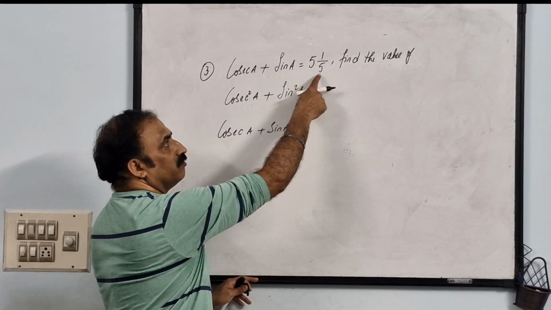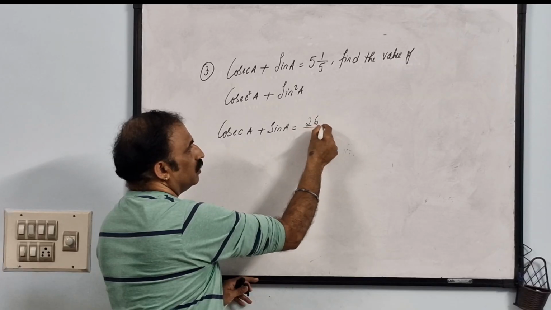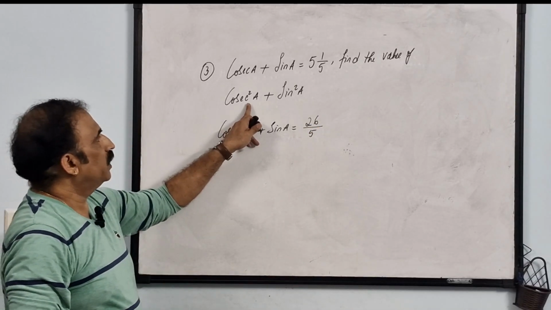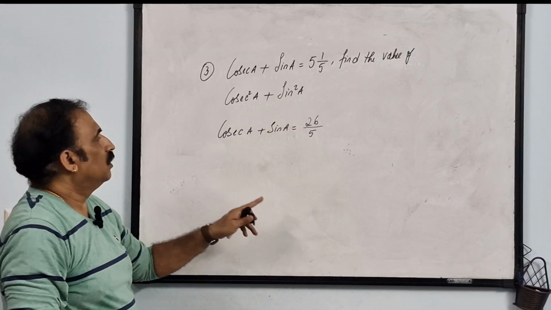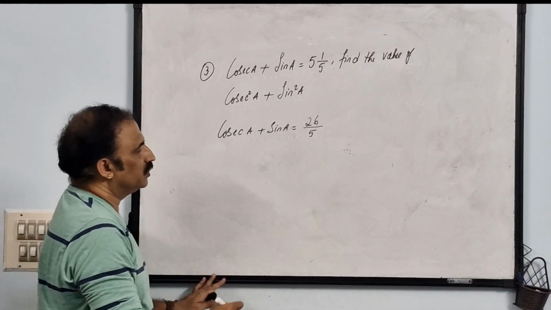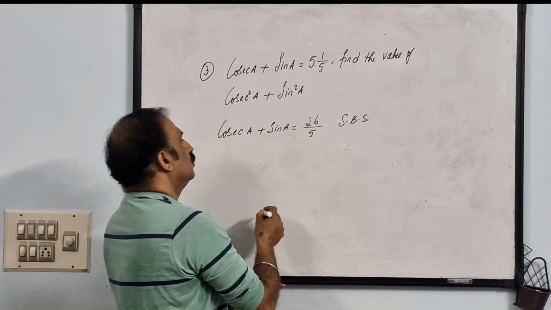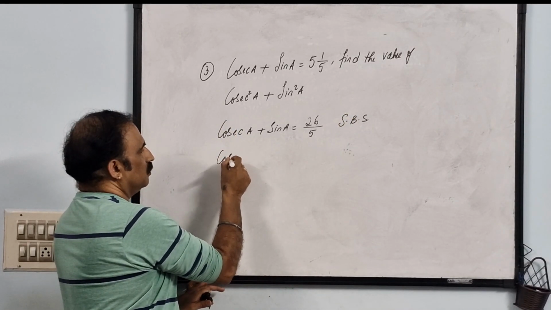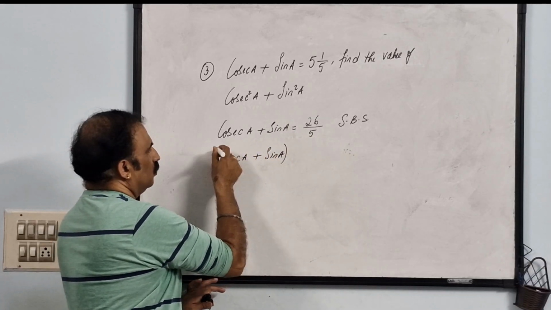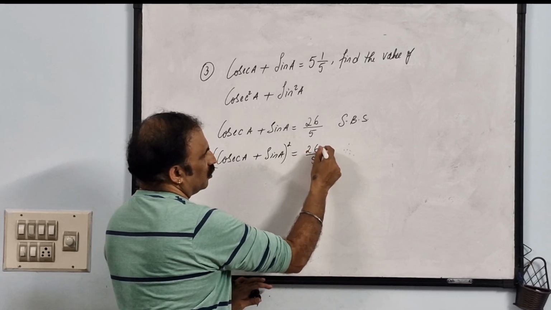So converting the mixed fraction, 5 5s are 25 plus 1 is going to be 26 by 5. Now the answer is asked for cosecant square A plus sine square A. If you have a square over here, that means you'll have to square on both sides. So squaring on both sides, cosecant A plus sine A whole square is equal to 26 by 5, which also has to be squared.